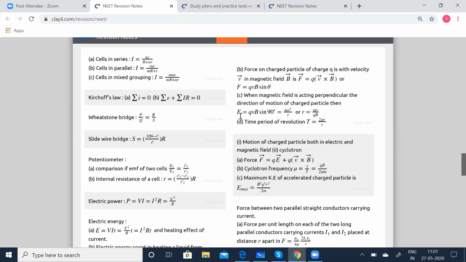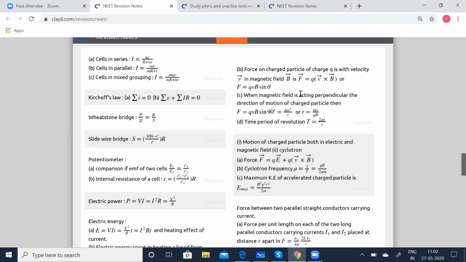So if you need to calculate the force, you need to remember this formula. Or if they are asking you to find out R, then you can easily remember this formula: R is equal to mv by qB. Time period of rotation is given by T is equal to 2 pi r by v, where r is the radius and v is the velocity.